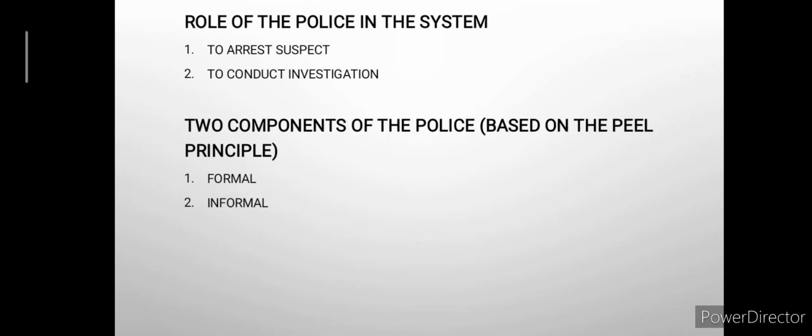Aside from those, we also have the role of the police in the system to gather and preserve evidence, to transmit the records of the case to the court or to the prosecutor, and lastly, to appear and testify in court. And next, we have two components of the police based on the PIL principle. Formal, which consists of the PNP uniformed personnel, the NBI, the LTO, and other government law enforcement agencies. And informal, which consists of the citizens or private sector. Therefore, we have the so-called citizens' arrest.